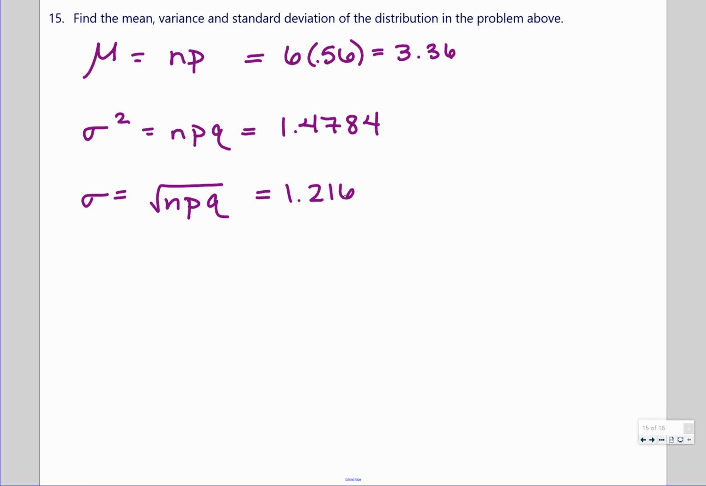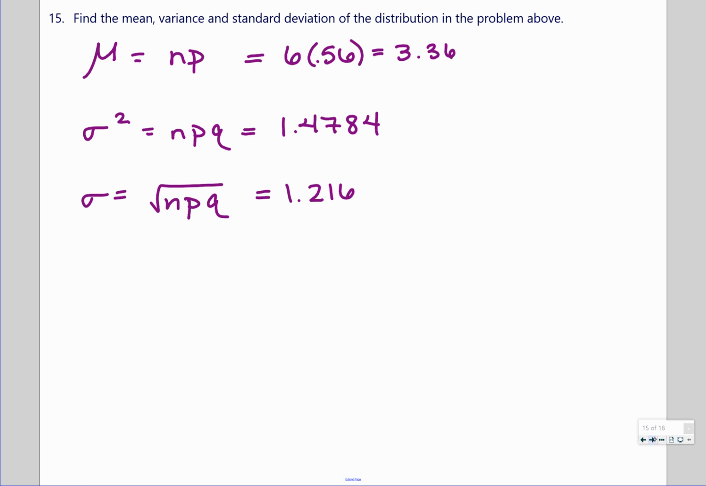Okay. Can I use the probability of failure? Oh, that is what q is, yes. 0.44 for this one. Okay, anything else? No one?